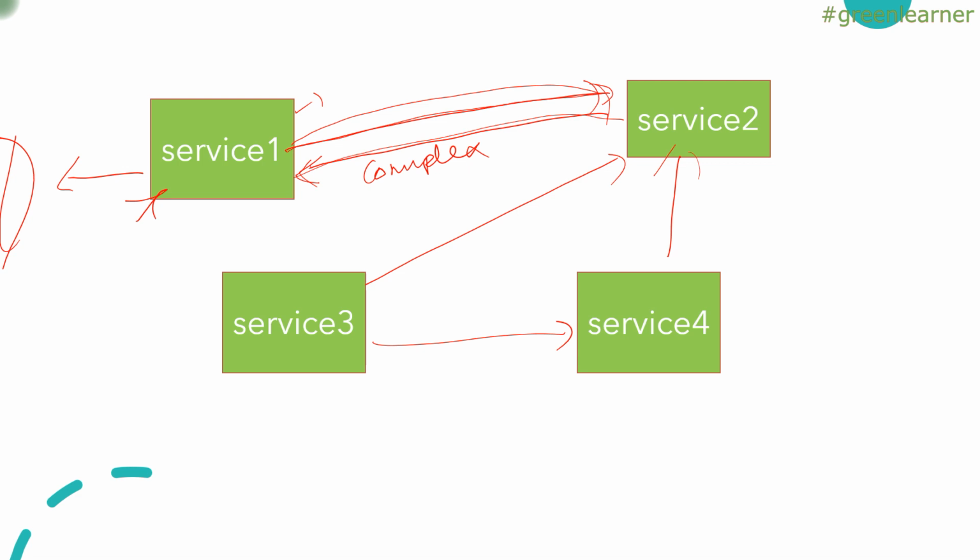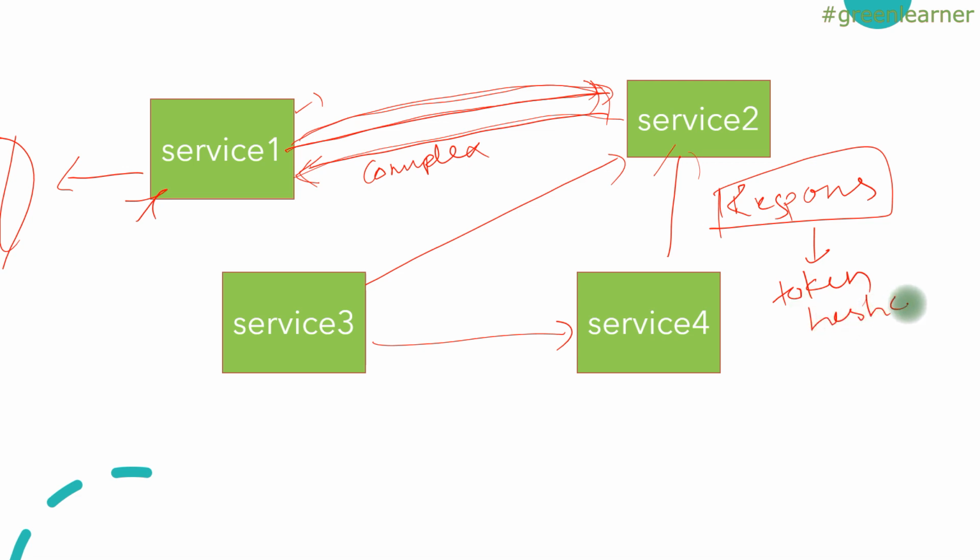So the first solution is, when the first request comes to service 2, it prepares some response. Before sending it to service 1, it can generate some token out of that response. Token, I mean some hash code, right? Along with the response, it sends the hash code back to the client, back to service 1.